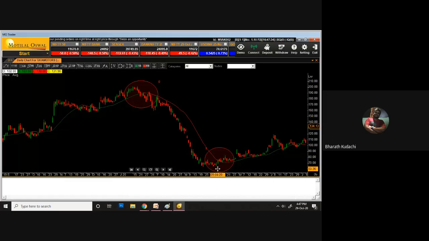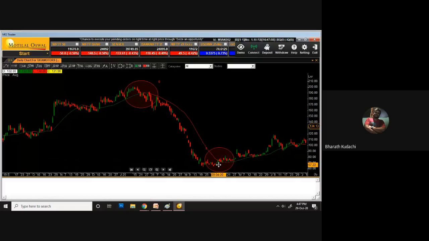Putting it in simple words, when the market is above the moving average, it is in an uptrend, and when the market is below the moving average, it is in a downtrend. And whenever there is a trend switch, it has to intersect the moving average.